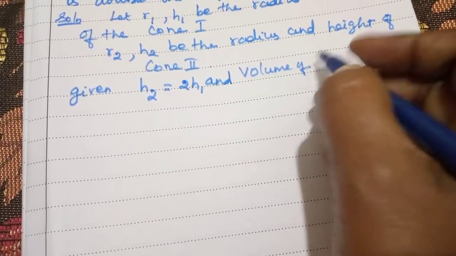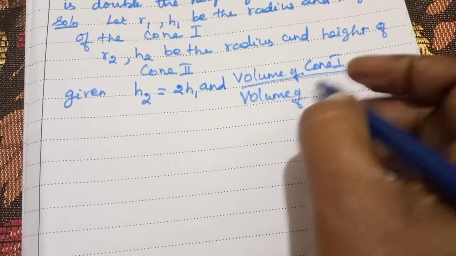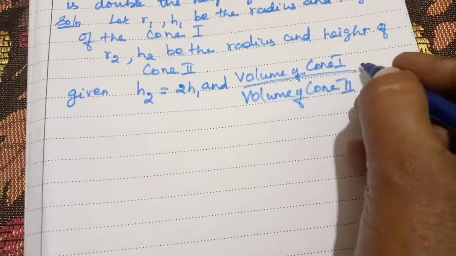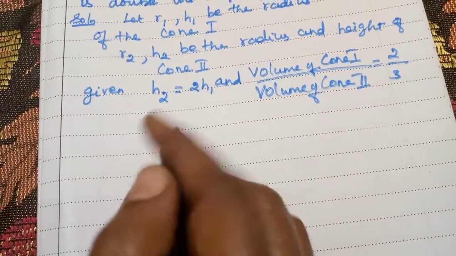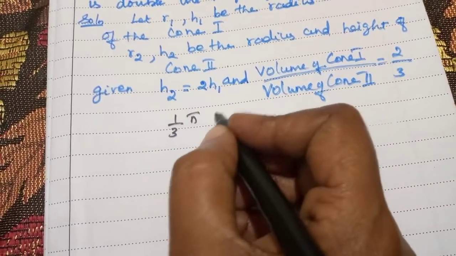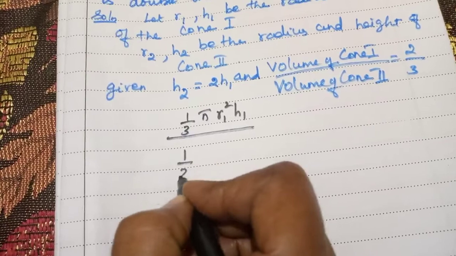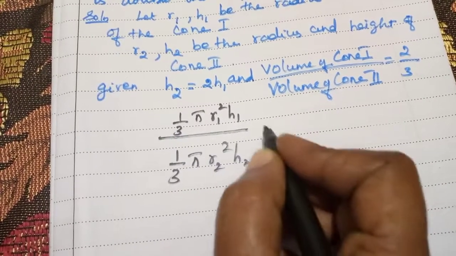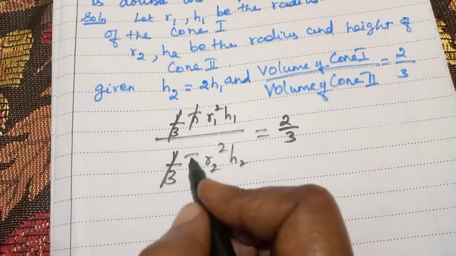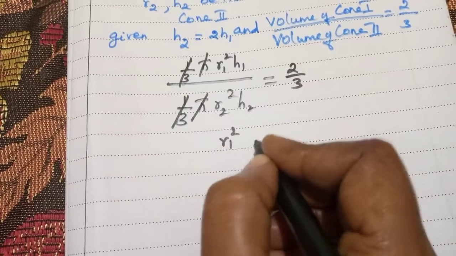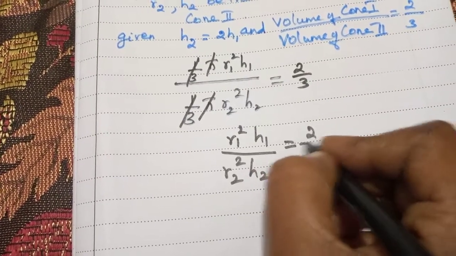Volume of cone 1 by volume of cone 2 is equal to 2 by 3. Okay. Now, what is the volume formula? 1 by 3 pi r1 square h1 by 1 by 3 pi r2 square h2 is equal to 2 by 3. Now 1 by 3 can be cancelled, pi can be cancelled. Remaining let's write r1 square h1 by r2 square h2 is equal to 2 by 3.